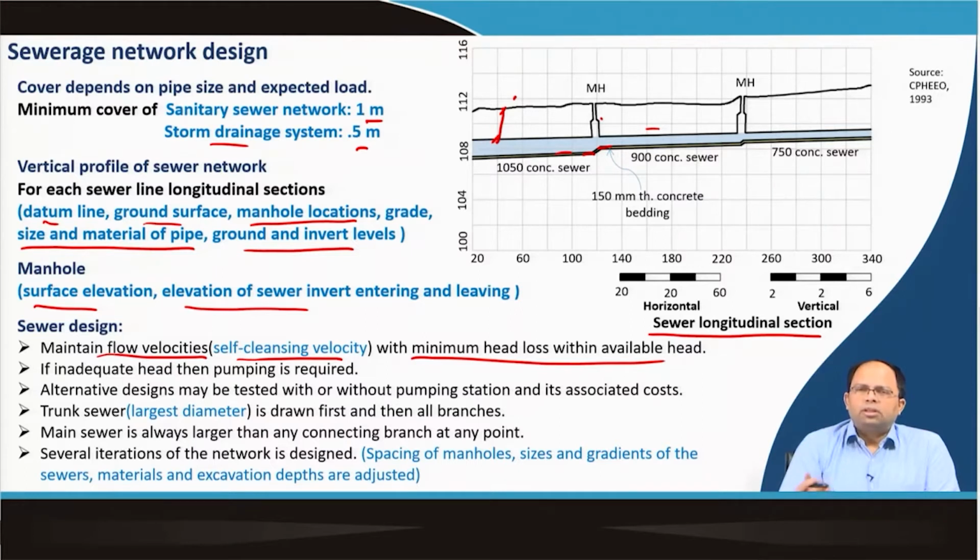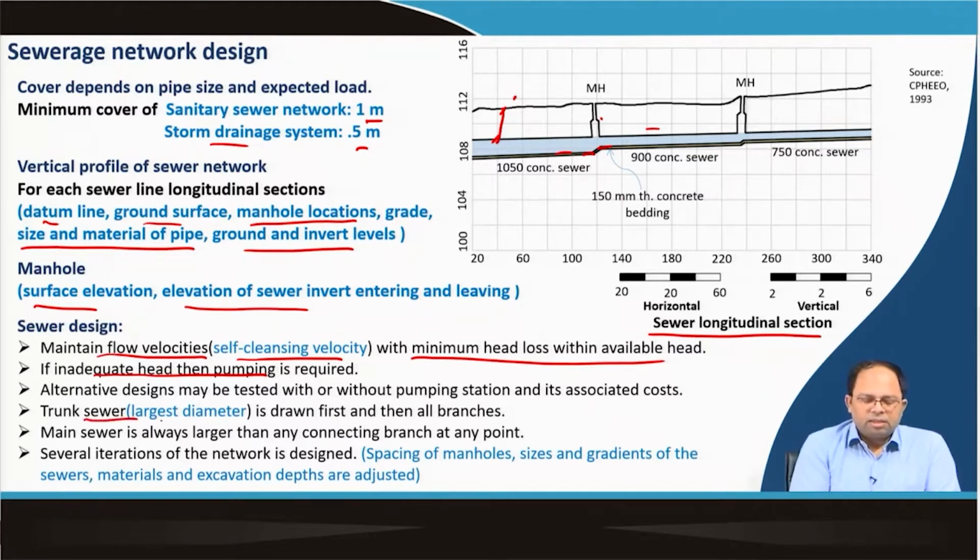That is why the slope is also very low, and if inadequate head is there, then we have to go for pumping. There is no other alternative. We have to use a pumping station to lift the sewage to higher levels and then continue. Alternative designs may be tested with or without a pumping station and the associated cost. So, we can design different diameters of pipeline, different slopes, or with pumping stations. All this could be evaluated to see which gives us the least cost.